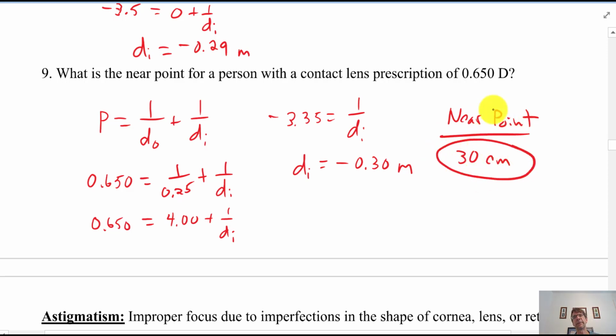Or you can say 0.30 meters, because the negative means it's a virtual image in front of the lens, and that's how far it is from the lens, which is how far it is from your eye, because this lens is on your eye. So there we go. We have the marvelous eye, the incredible eye, some of its capabilities, and how to correct for the particular problems using diverging and converging lenses, applying the concepts of lens power and the lens equation. In the next lesson we will talk about some of the other issues with the eye, color perception and so forth. All of this is fascinating. Stay tuned for the next lesson.